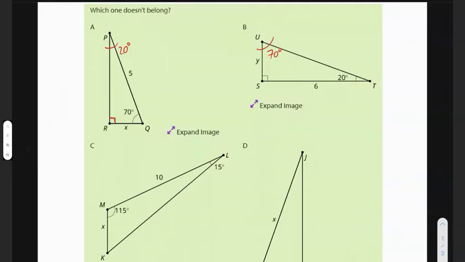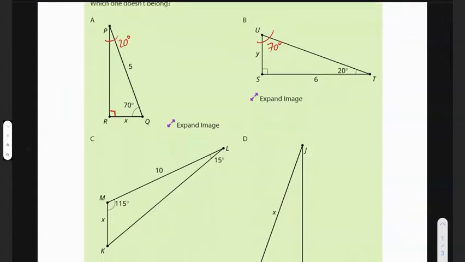Triangle A and triangle B are similar. Their angles are all congruent. We can't really say the same thing definitively about triangle D. Triangle C is very different in terms of not being a right triangle. You've got right triangles here. So my educated guess, I would go ahead and say C, only because it's not a right triangle, right?